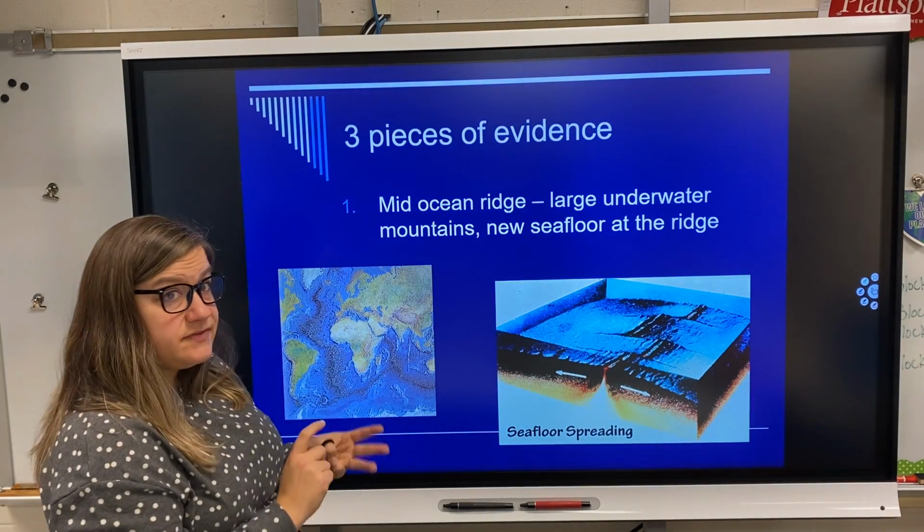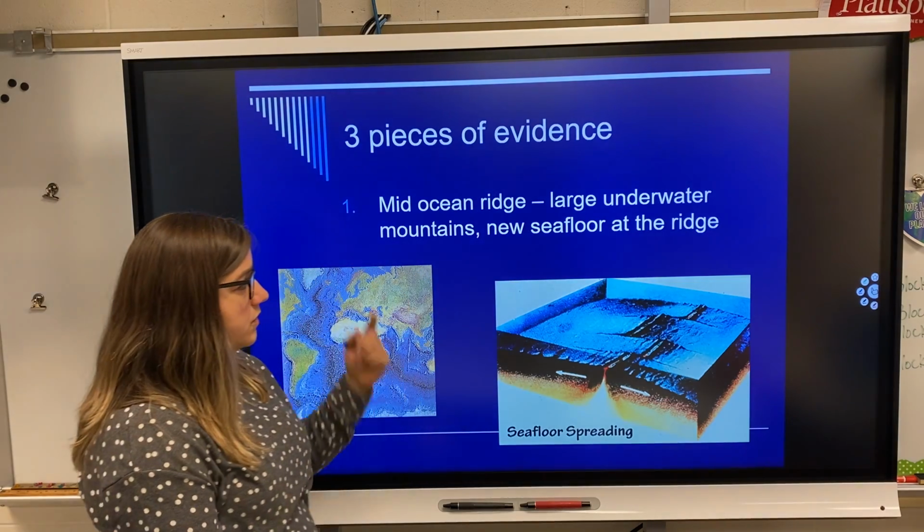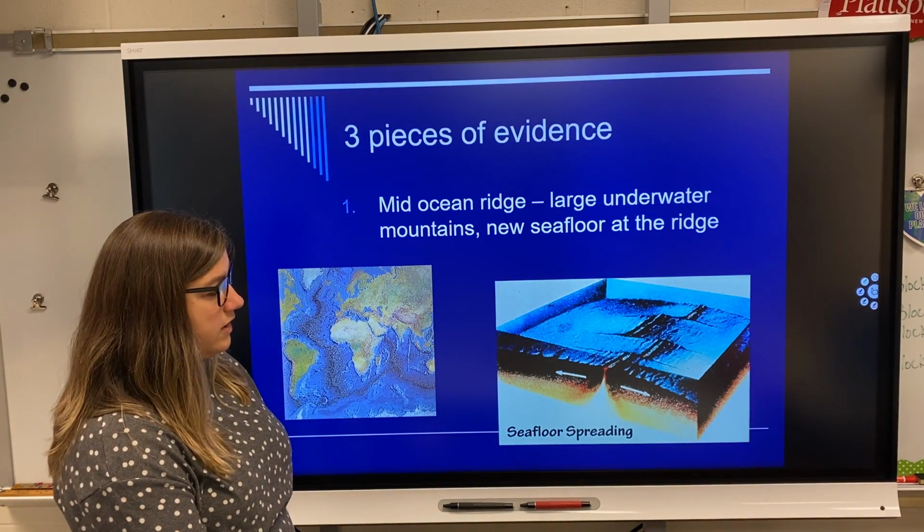So there's three pieces of evidence for that. There is the mid-ocean ridge, and that's the large underwater mountains where there's new sea floor happening at the ridge.